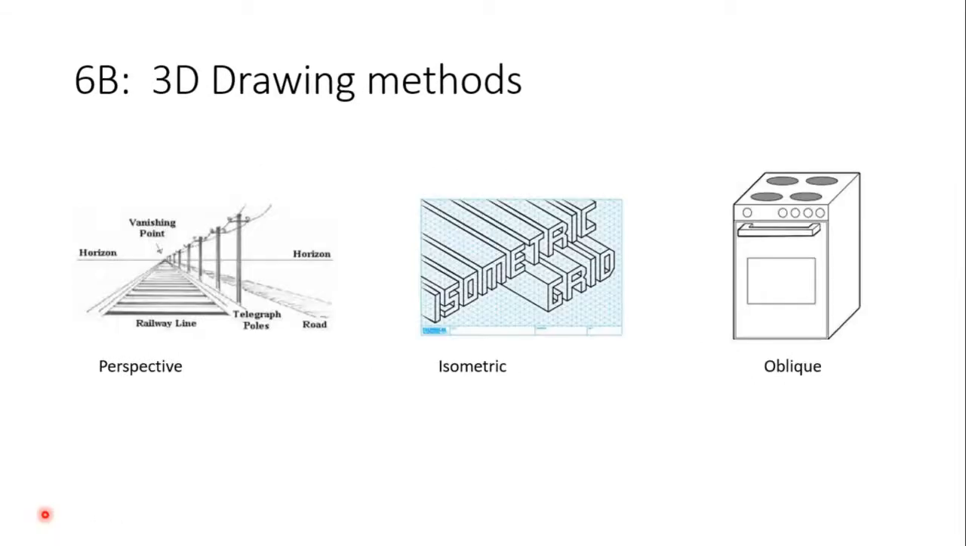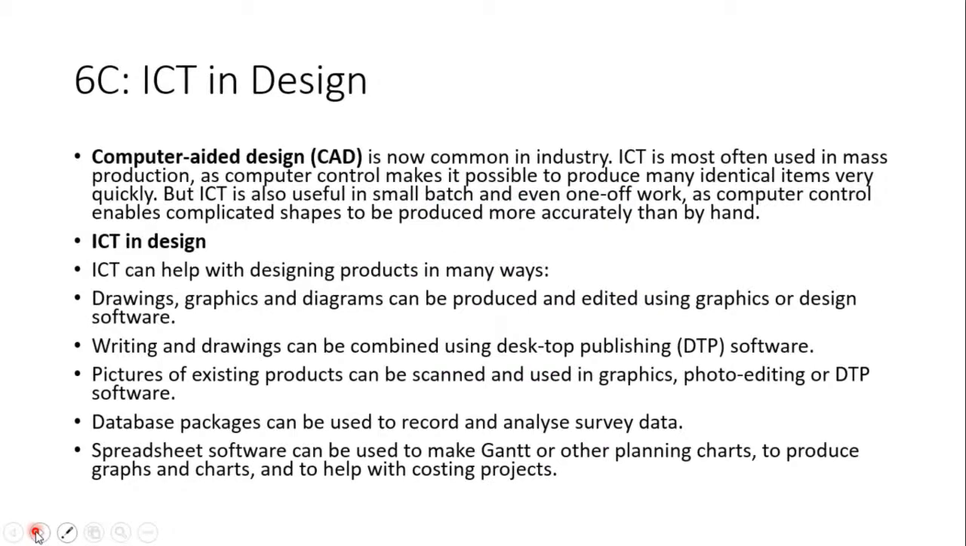Then move on to 3D drawing methods. Perspective drawing will get you a mark, or even isometric or oblique drawing. Any one of these 3D drawing methods, if you talk about them and their main features, will get you the marks for 6B. And then you should really read this and familiarize yourself with uses of ICT.